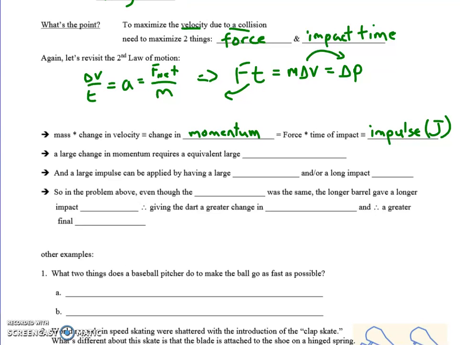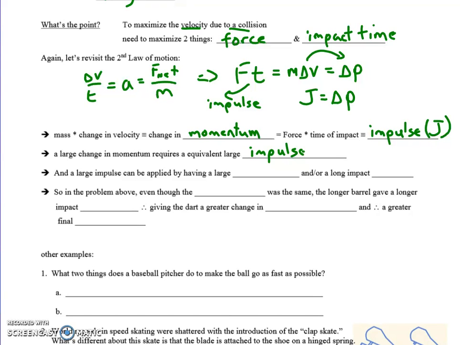Okay, so we have a new definition, impulse, and we're going to use it to understand outcomes of collisions. A large change of momentum requires an equivalent large impulse. That's the idea. In other words, I could rewrite this as J equals delta p.